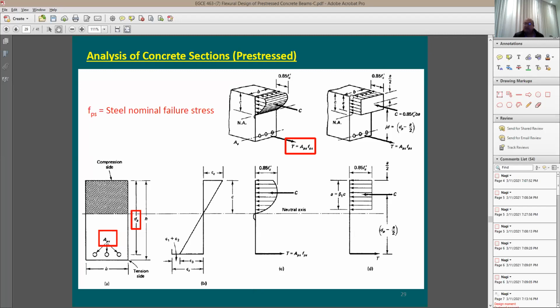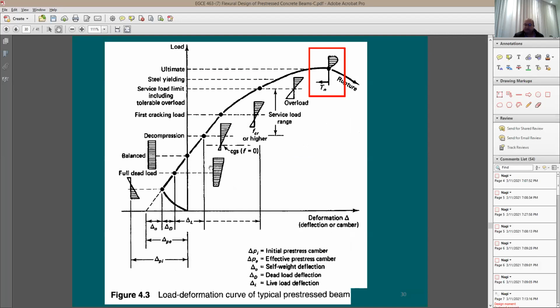We're going to be doing very similar to what we have done in conventional concrete beam design. You find out the compression block depth, find out the compression force, you're going to set it equal to T due to the pre-stress and T due to the conventional rebars, and then you can complete the analysis.